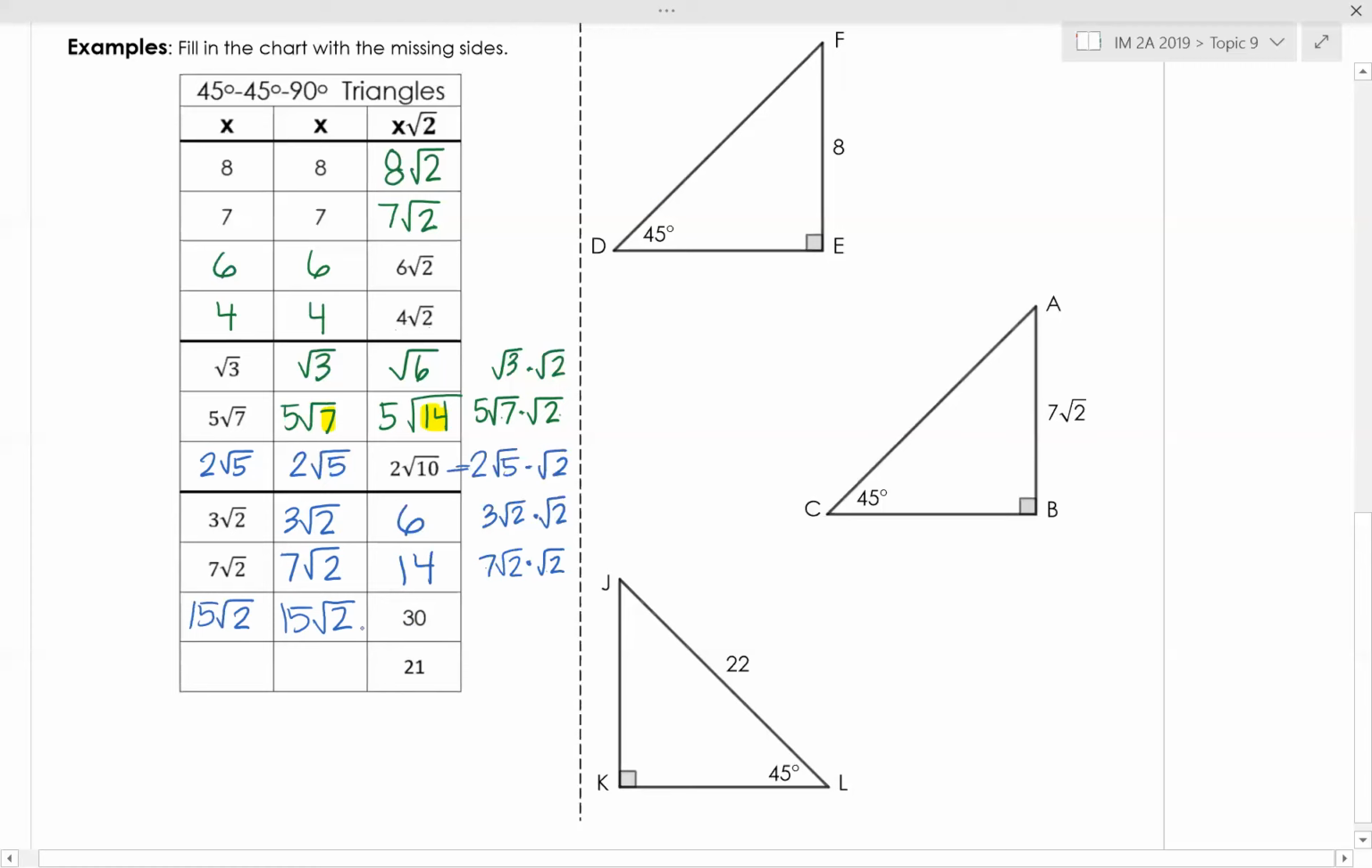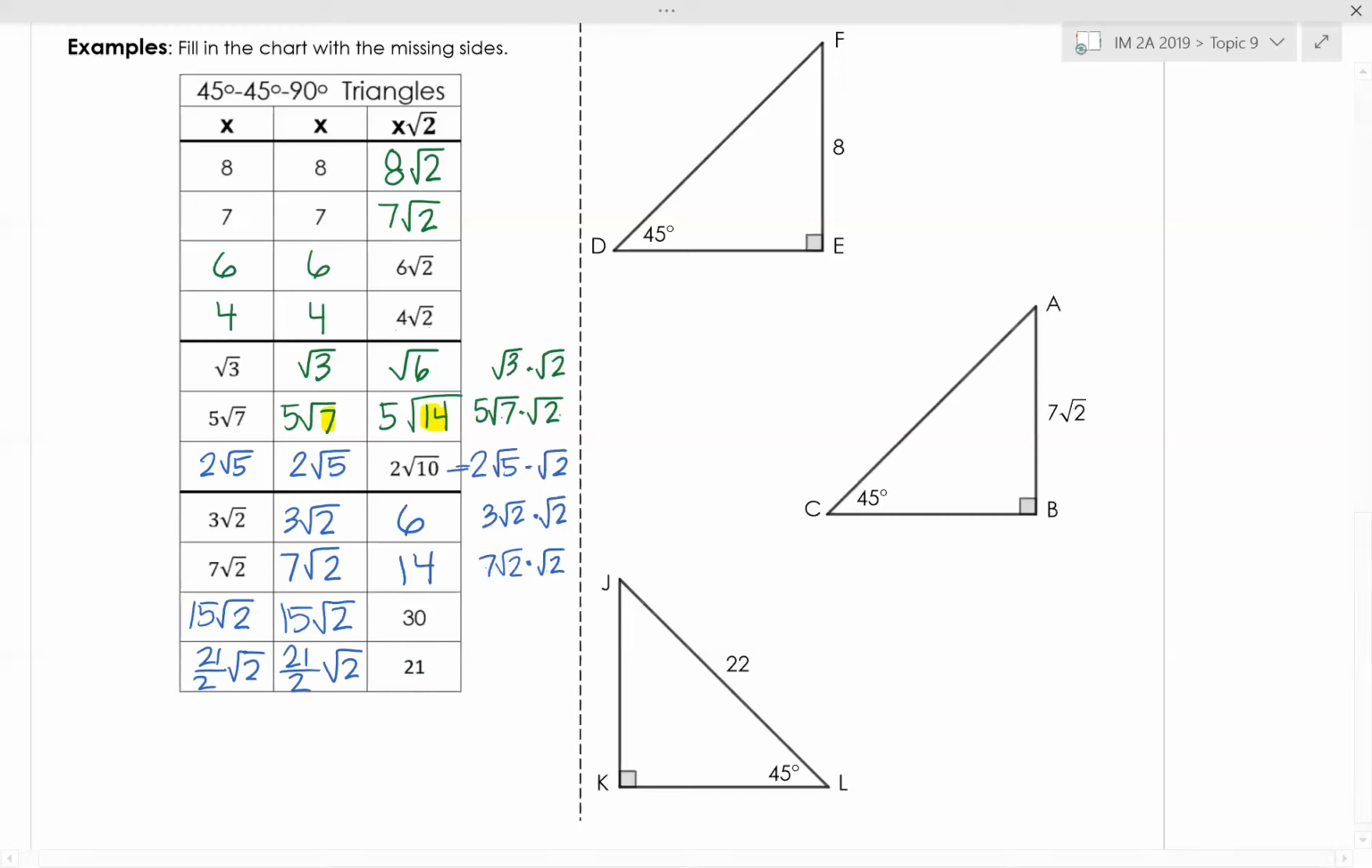This last one's a little bit more complicated because 21 is not an even number. So it will fit the same pattern, it's just not going to be as pretty, because 21 divided by 2 gives me a decimal. So I want to write that as just 21 over 2 times radical 2. So half of 21 times the square root of 2 is that missing leg.